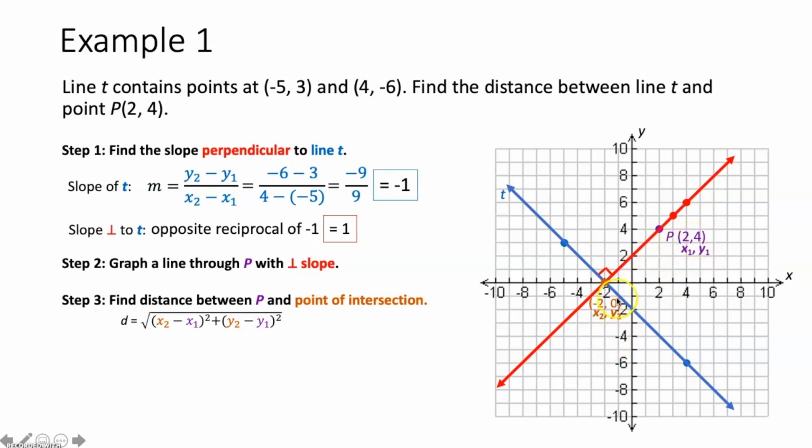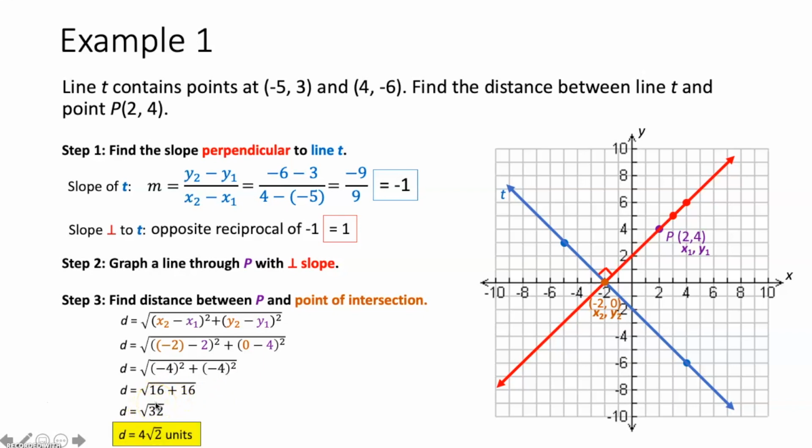So we plug each of those into their corresponding spot in the distance formula here. We then simplify. -2 minus 2 becomes -4, and then 0 minus 4 is also -4. -4 squared is 16, -4 squared is 16. Add those together, you get 32. Now the square root of 32, we can simplify, and that becomes 4 rad 2 units.